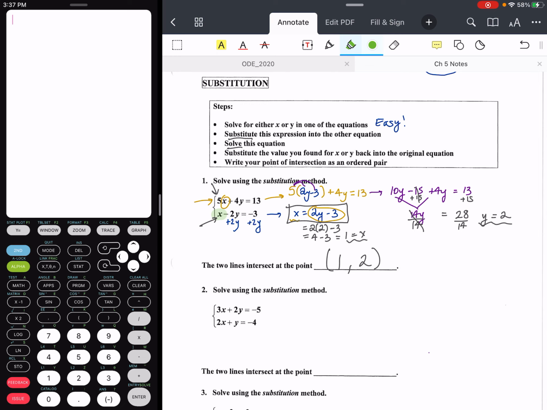And remember, because you are solving for x and y, you write your ordered pair solution, both x and y, in your answer. All right, and graphically, if we were to graph these two, this is the point at which they would intersect with each other.